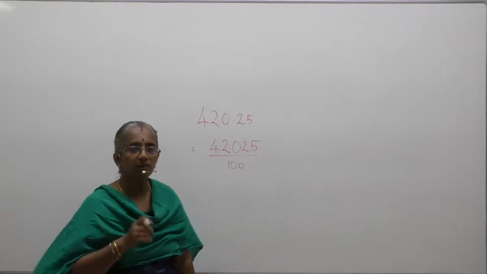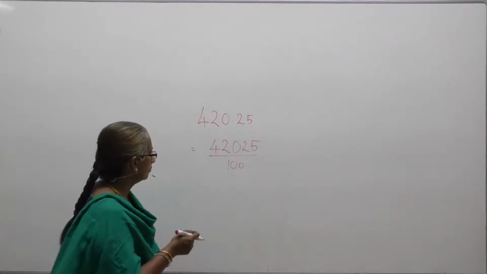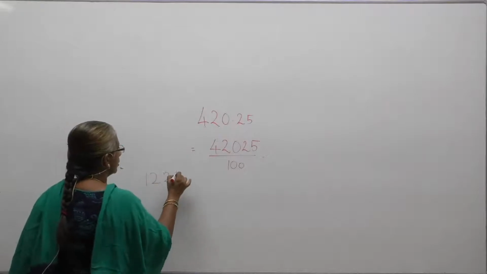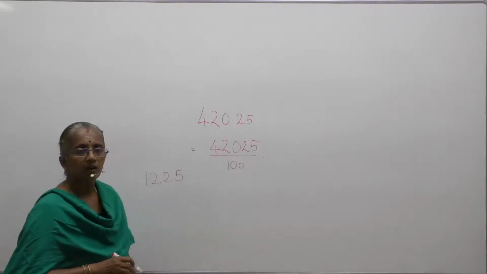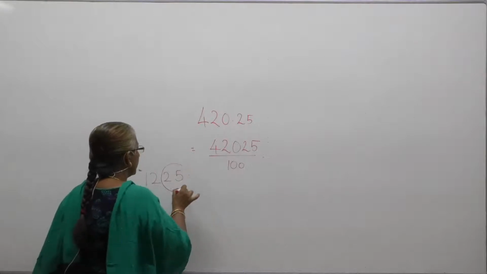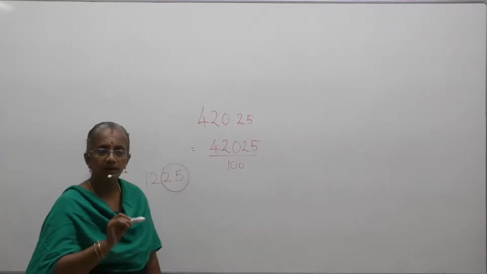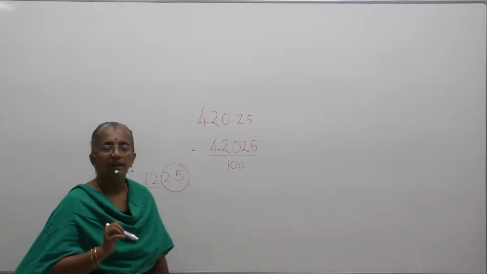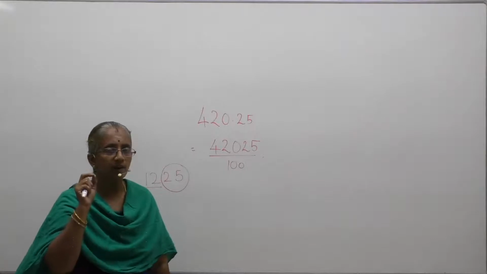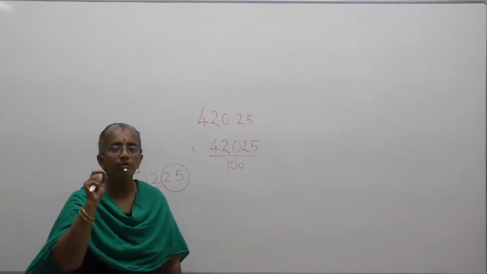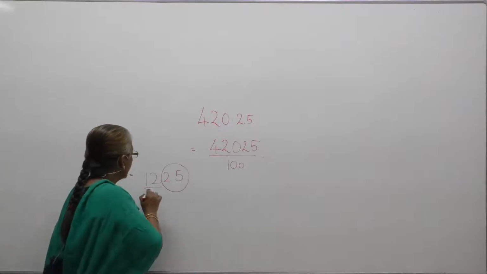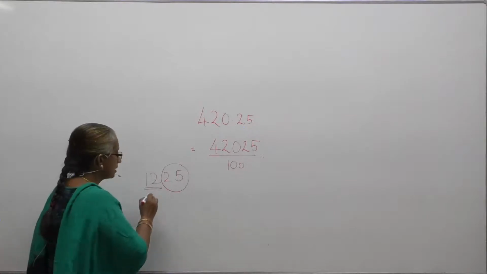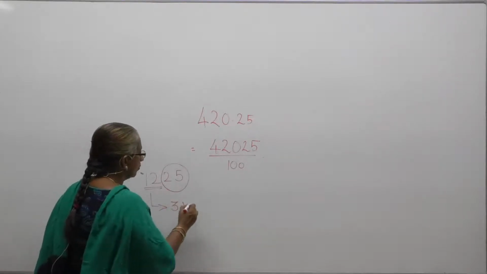Now, I want to introduce to you a very interesting thing. Okay, so consider 1,225. So you can see that the last two digits is 25, right? Look at the first two digits, it is 12. Will you be able to express 12 as a product of two consecutive numbers? Yes. 12 can be written as 3 times 4, correct?